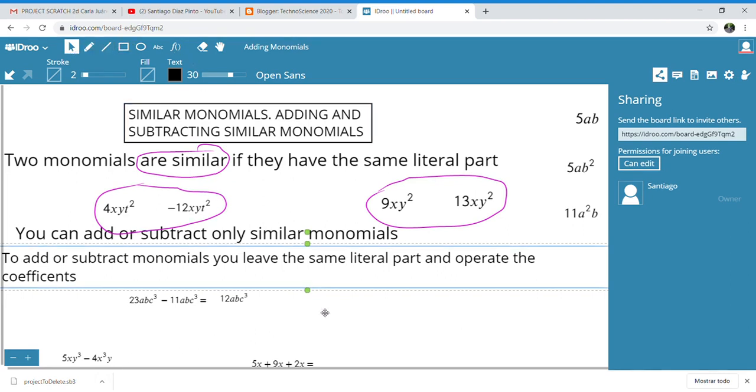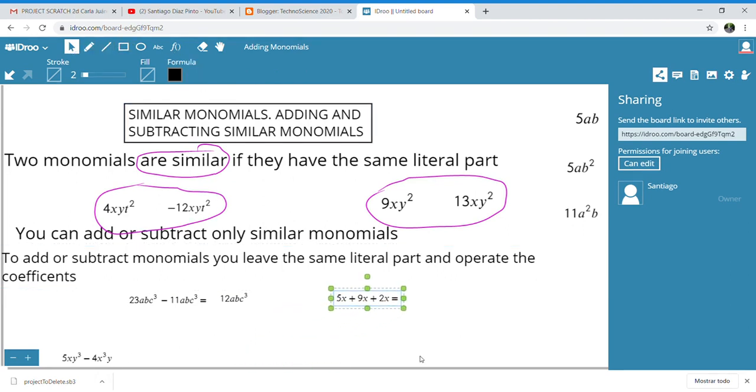Another example, 5x plus 9x plus 2x. Are they similar monomials? Yes, they are, because they all have the same literal part, x. So now we can add. We leave the same literal part, x, and add the coefficients. 5 plus 9, 14, plus 2, 16. Then this is 16x.